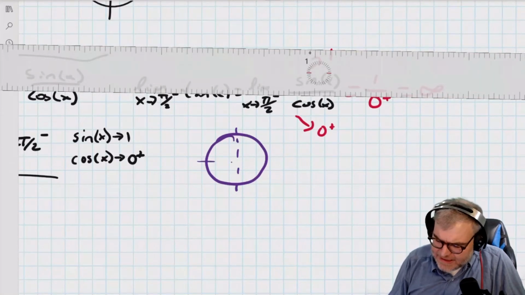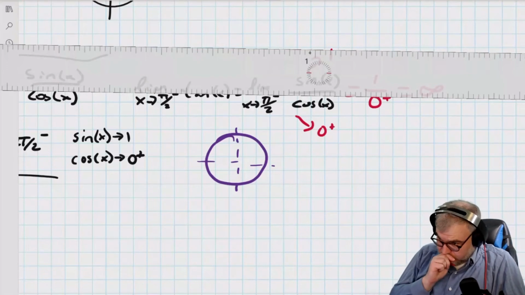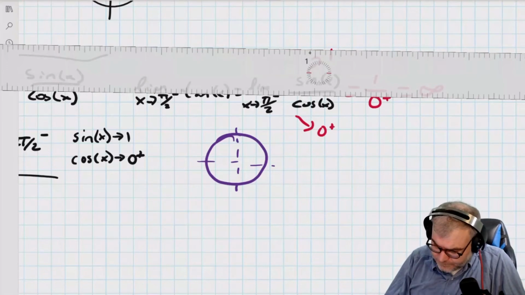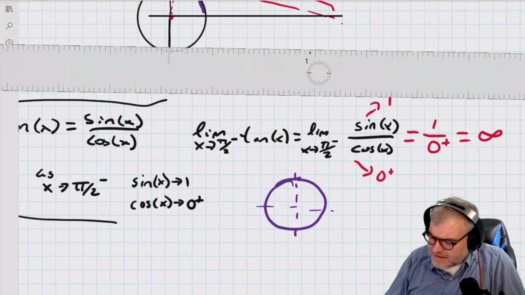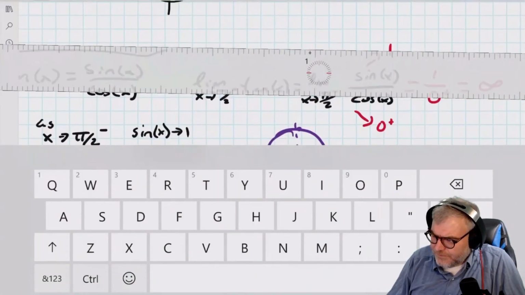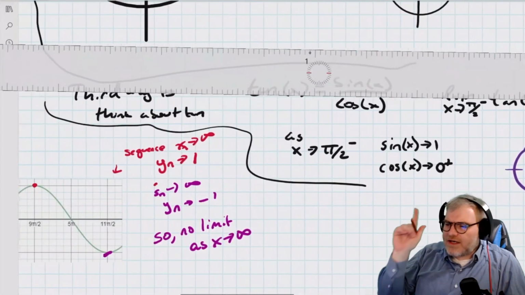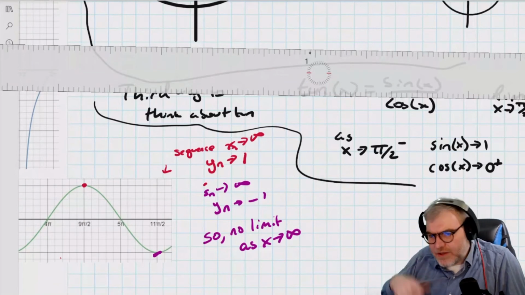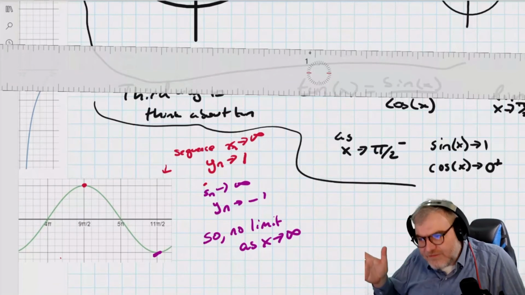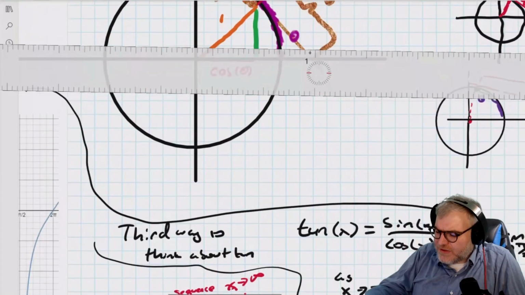Cosine is approaching zero from the positive side. So what I've got is 1 over 0 plus. That's infinity. One to five, how do we feel about that? There are three ways to think about tangent: the graph, as sine over cosine, and to actually think about what that line is.